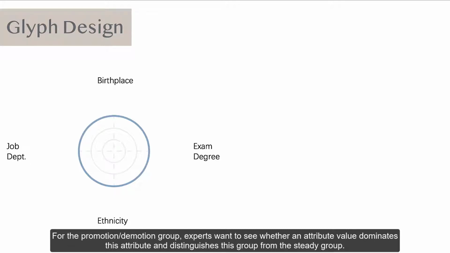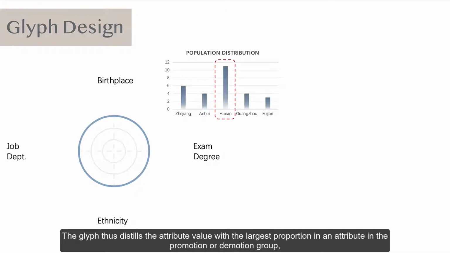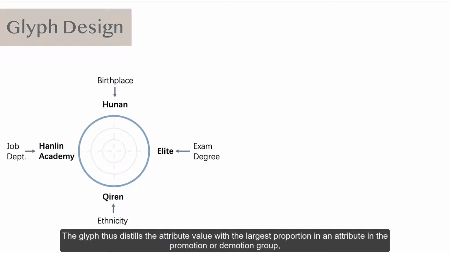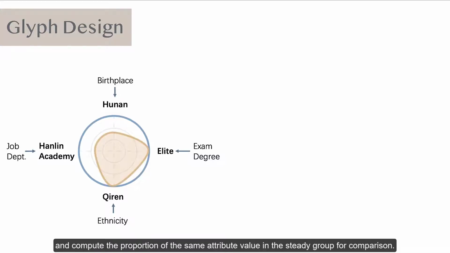For the promotion or demotion group, experts want to see whether an attribute value dominates this attribute and distinguishes this group from the static group. The glyph thus distills the attribute value with the largest proportion in an attribute in the promotion or demotion group and computes the proportion of the same attribute value in the static group for comparison.